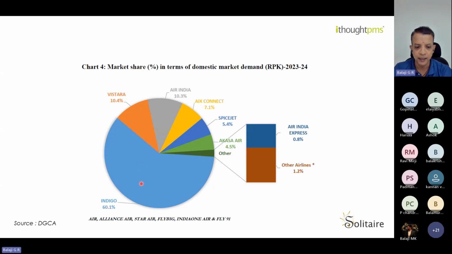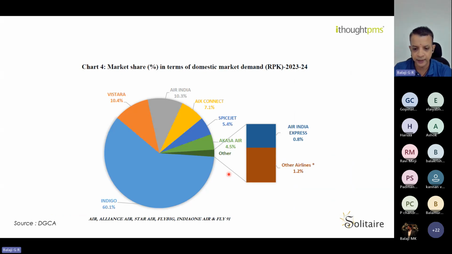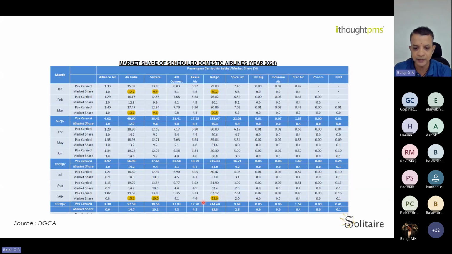So basically, it is becoming like a two-way market with Indigo at one end and Tata Group at the other end. But if you look at the September numbers, which came day before yesterday, it is even more interesting. From a 60% market share, Indigo has currently moved to 63% market share. This is, I would say, a super dominant position.